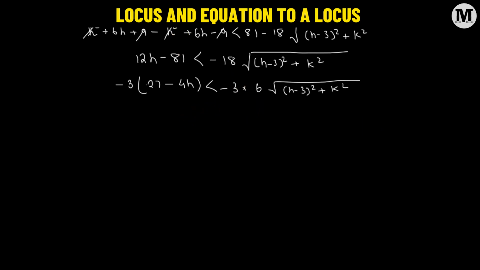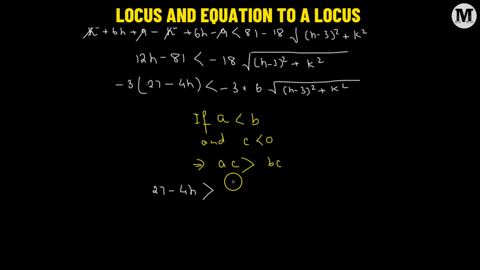There's a property of inequality which states that if we have a less than b, and we have another number c which is a negative number, less than 0, if we multiply a with c and b with c, then the sign of the inequality is going to flip. So this is the property of the inequality. Similarly, we're going to divide, or we can multiply with negative 1/3. So we get now 27 minus 4h. Now the inequality sign will become greater than. Now we have 6 times square root of (h minus 3) whole squared added to k squared.